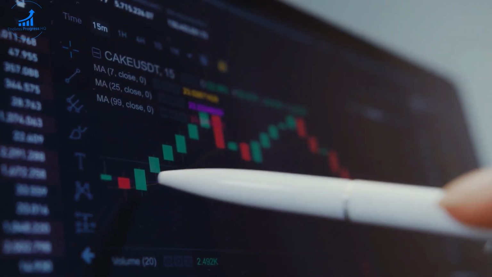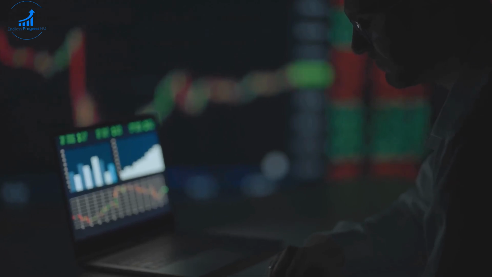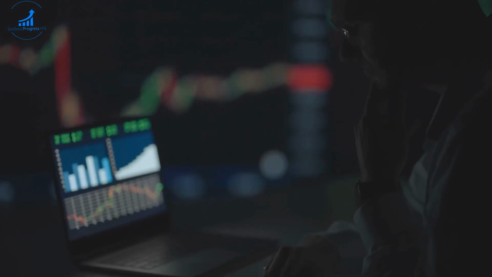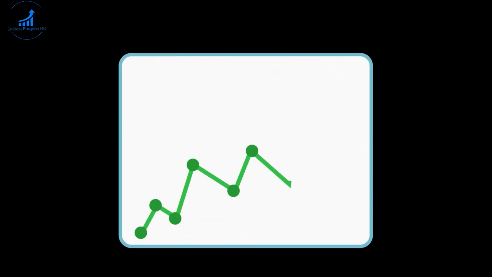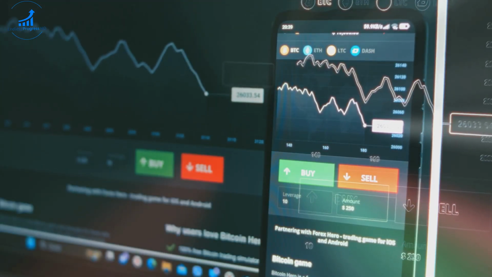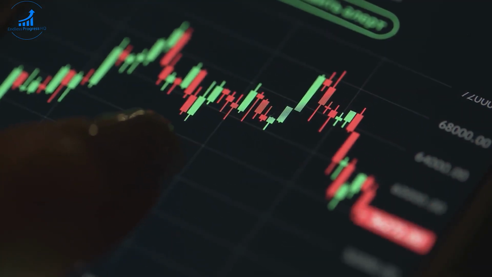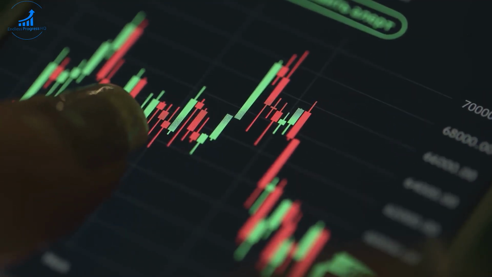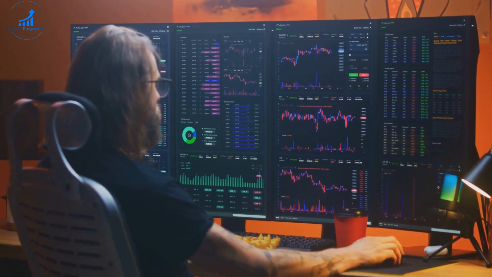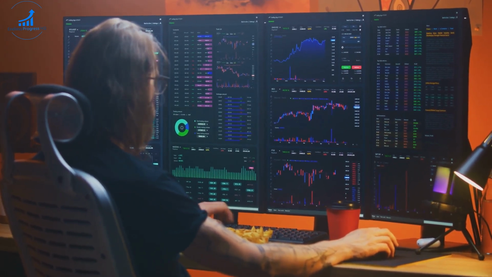Imagine trying to push a heavy object. The initial push requires the most effort. Once the object starts moving, it's easier to keep it going. Momentum indicators highlight when a price trend is gaining or losing strength. They can signal whether a price move is likely to continue or if it's losing steam. By understanding momentum, traders can better time their entries and exits in the market.